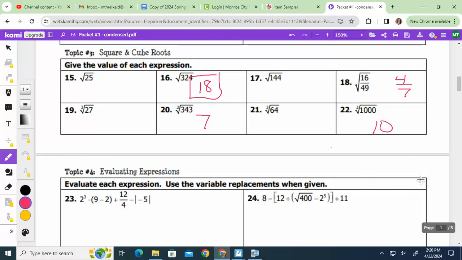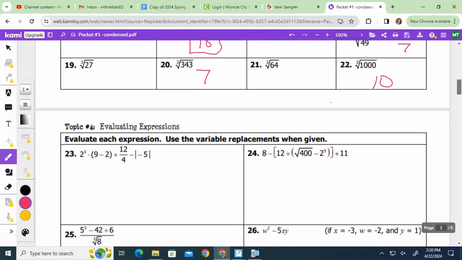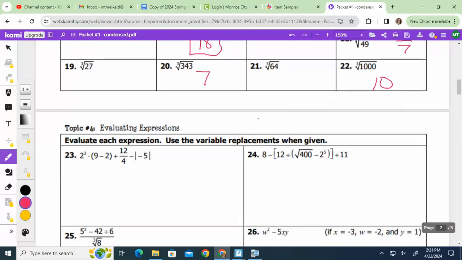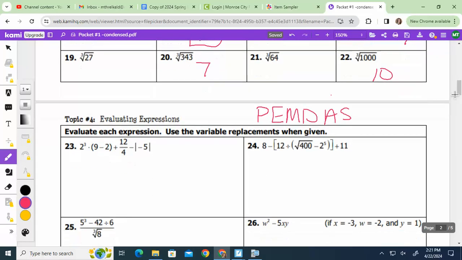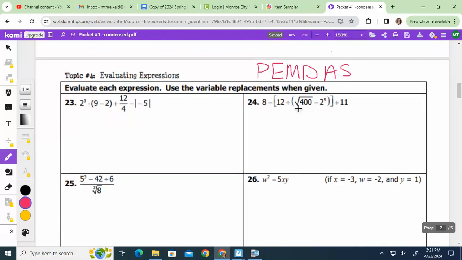All right. Now let's go to problem 24. Order of operations. What is it? Yeah, PEMDAS. Please excuse my dear Aunt Sally. All right, so if I'm starting to work this problem, problem 24, we start with our parentheses. Okay, so inside my parentheses, the square root of 400 minus 2 to the 5th. What is the square root of 400? What is 2 to the 5th?